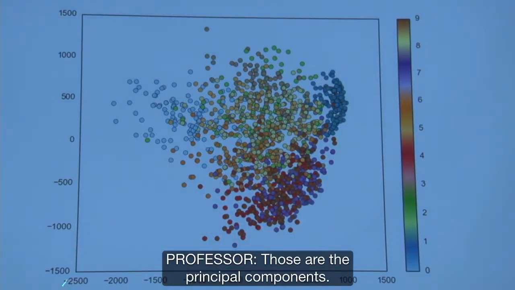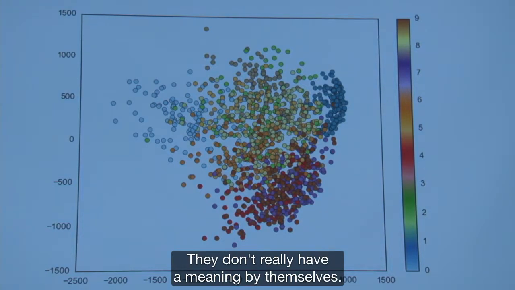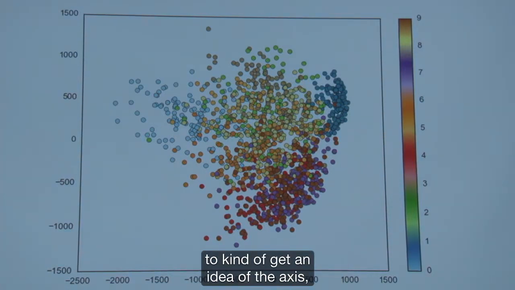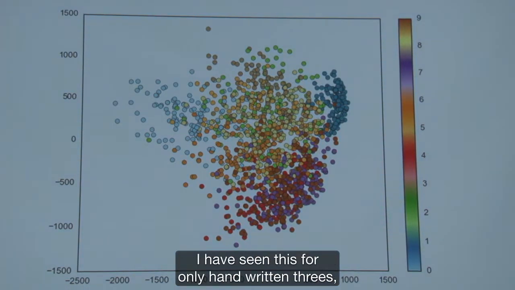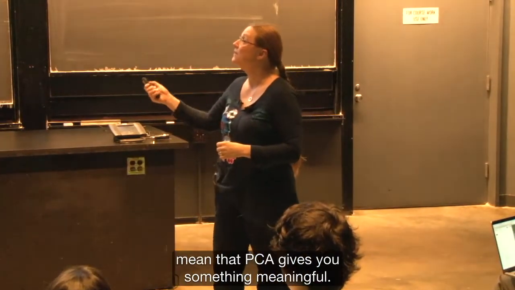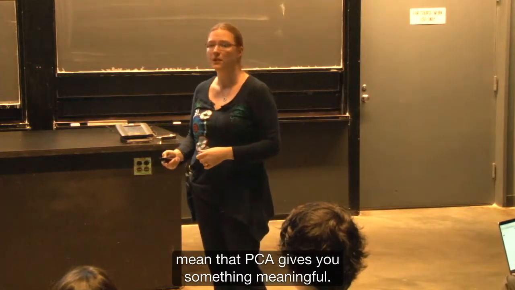Those are the principal components, right? They don't really have a meaning by themselves. What you can do is, if you take single samples here to get an idea of the axis, I have seen this for only handwritten 3s, then you can see that it's an indication about how stretched the numbers are or something like this. But in general, it doesn't necessarily mean that PCA gives you something meaningful.